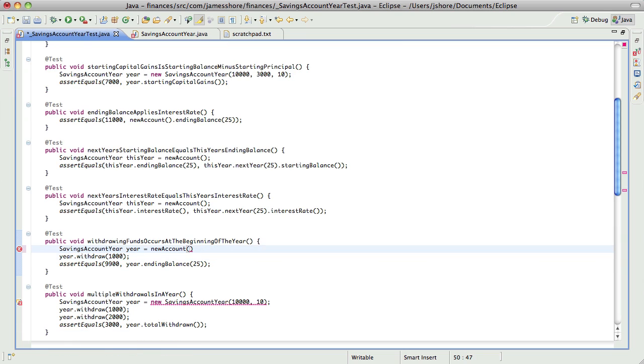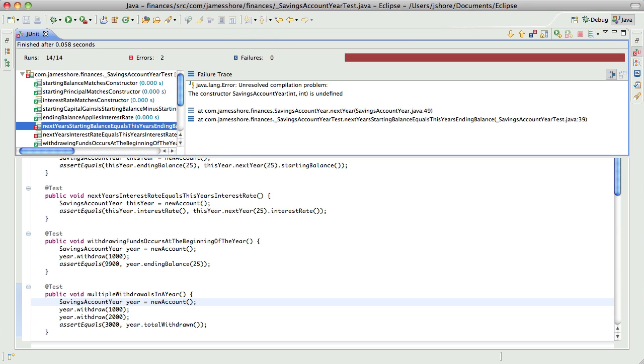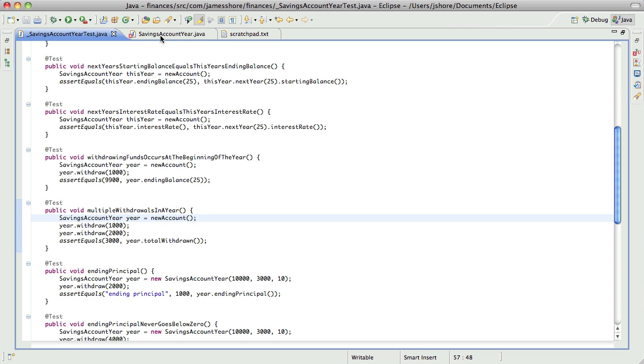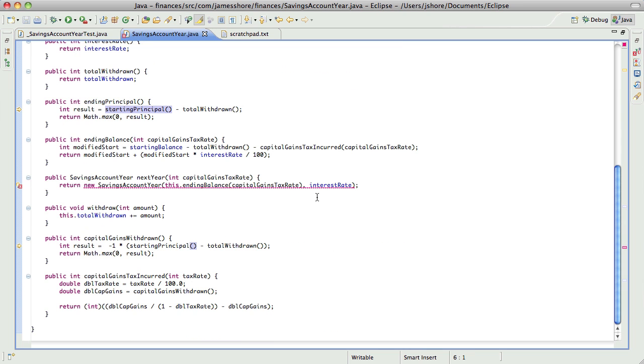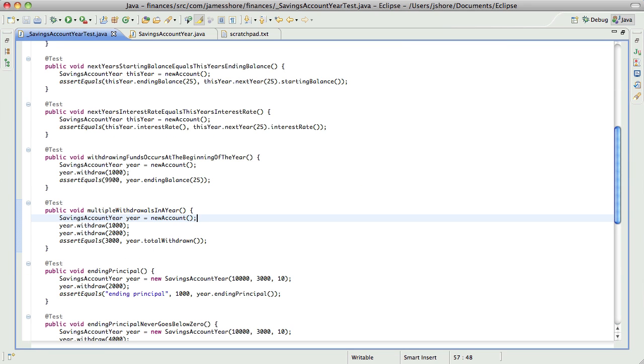That, by the way, is why I like to have that common code factored out, rather than doing new everywhere. And here, next year, we're going to set this to 0. But obviously, that's not correct. We have to fix that. Okay, so there we go, green bar.